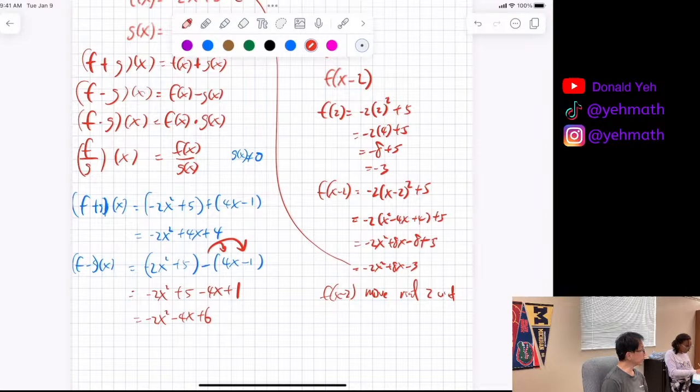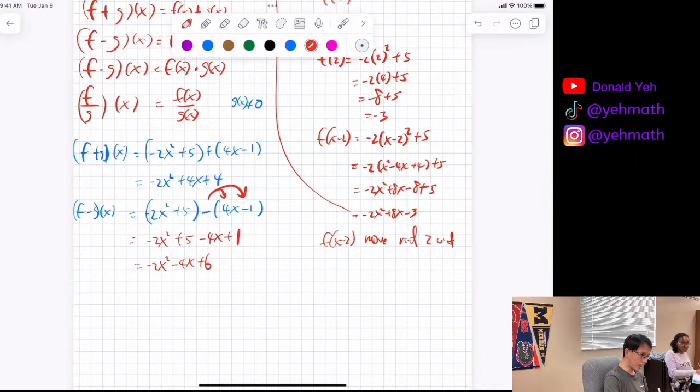Is that okay? You learned this in algebra too. This is not the first time you learned this. All right. What is f dot g? Now you gotta be careful. There's a difference between dot and circles. Dot is multiplication. Circle is called "of." We're gonna talk about that in a second.